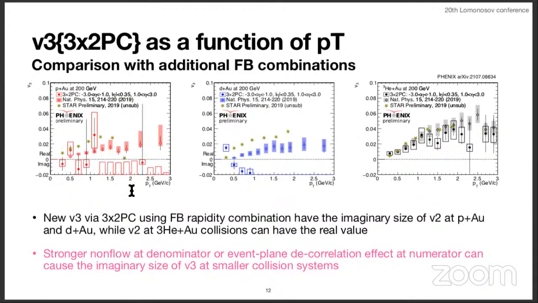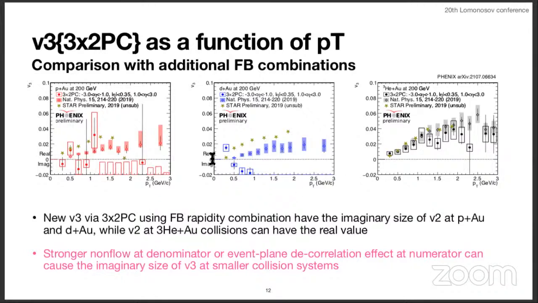And this result is actually a calculation from the FB combination, which includes 1.4 rapidity. And this open area, you can see, cannot reproduce either the STAR preliminary or non-PHENIX publication results. So here we can see that using the FB combination actually gives you the imaginary size of the V2 at p+Au and d+Au, while the V3 at helium-3+Au is actually explained by the FB combinations too.